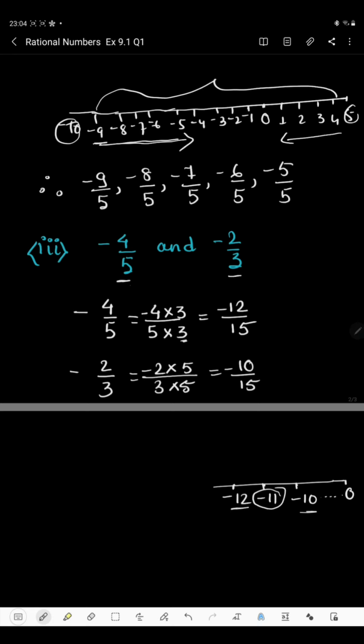And we need to find 5 rational numbers. So we will have to multiply further by the same number. You can take any number here to multiply. Suppose I'm taking 5 here, you can take 6, 7, 10, any number you can take. But you will have to take bigger numbers, because you need to write 5 rational numbers in between. If you take a smaller number, then maybe you are not getting the 5 rational numbers in between. So here I'm taking say 5.